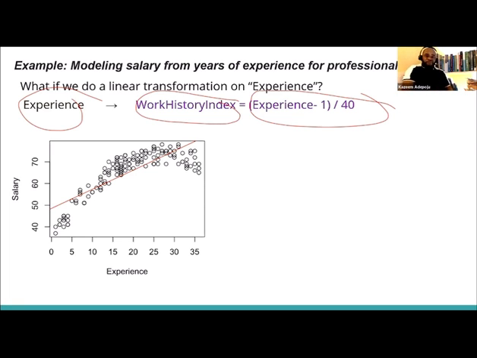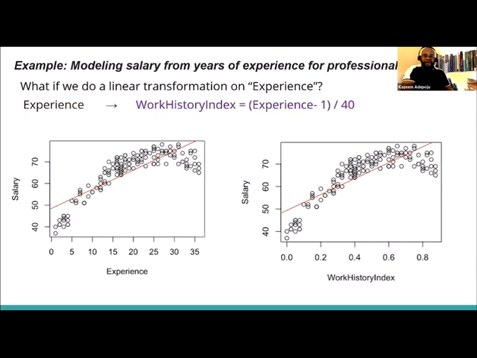Now when we do that, we want to have another scatter diagram. Take a look at what I have right now, using salary on work history index. You can see that when I use the work history index instead of experience, I still have a curve. I still have a curve.